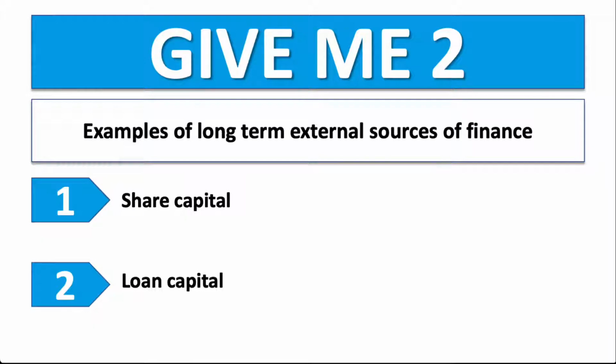So I can see we've got trade credit, for example, being put forward. Trade credit would be a short-term external source of finance. Share capital, selling shares, giving away a share of ownership, a percentage of ownership in the business in return for an investment. Share capital is a long-term source of finance that comes from outside the business. And the other one is loan capital, or bank loans, which is typically where loans will come from. Loan capital, typically long term.